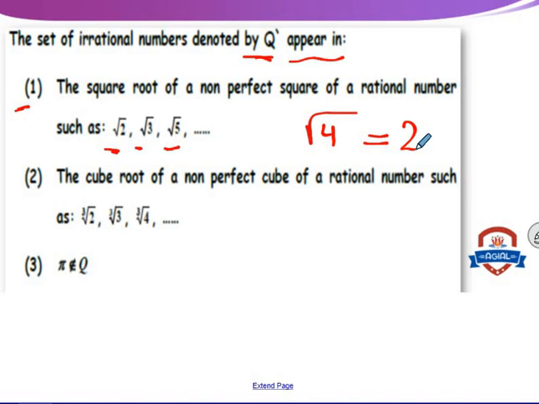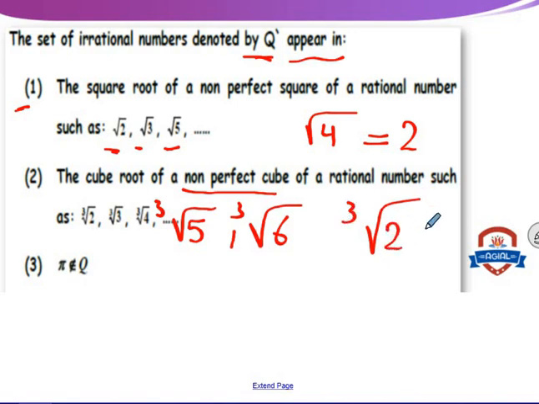Number 2, the cube root of a non-perfect cube is irrational, such as the cube root of 2, the cube root of 3, the cube root of 5, the cube root of 6. But if we have the cube root of 27, it will be 3, and this 3 is a rational number. We can write 3 over 1, so it is a rational number.